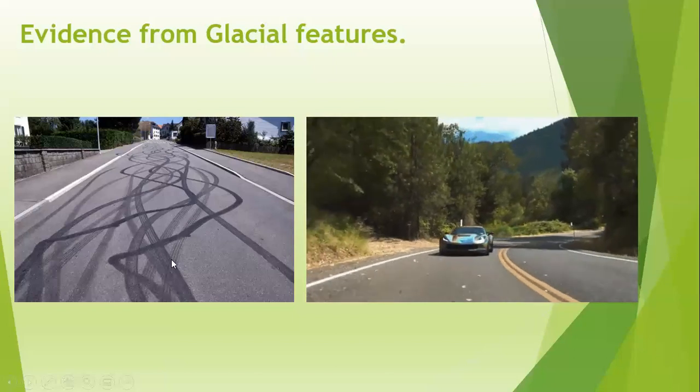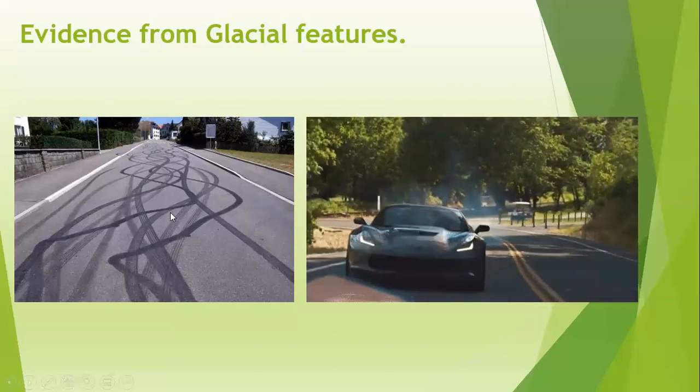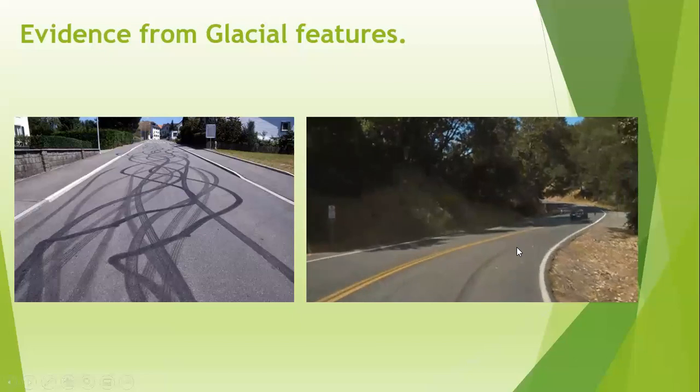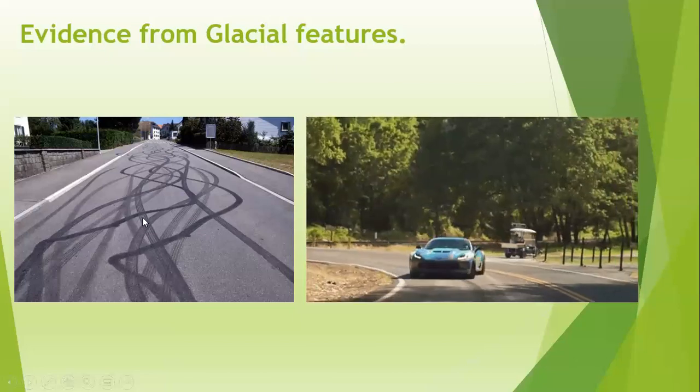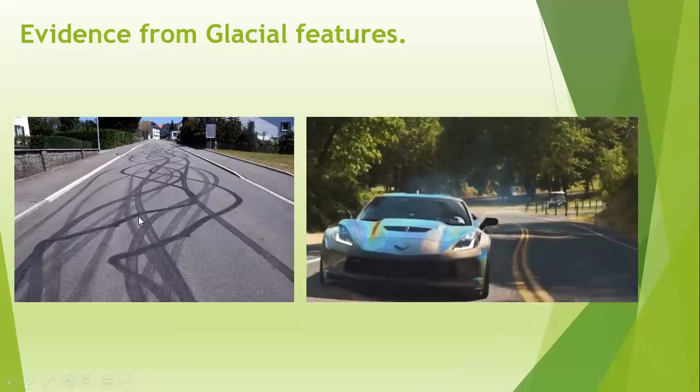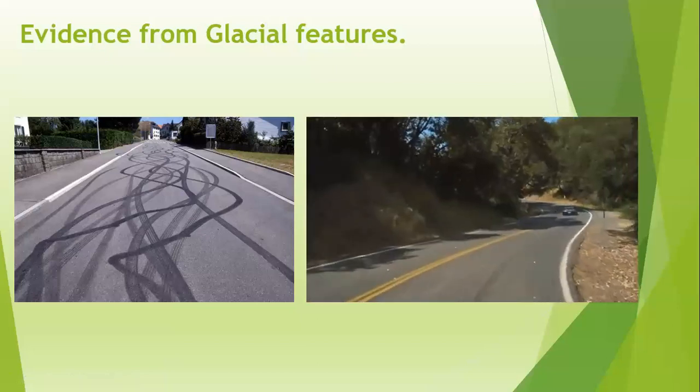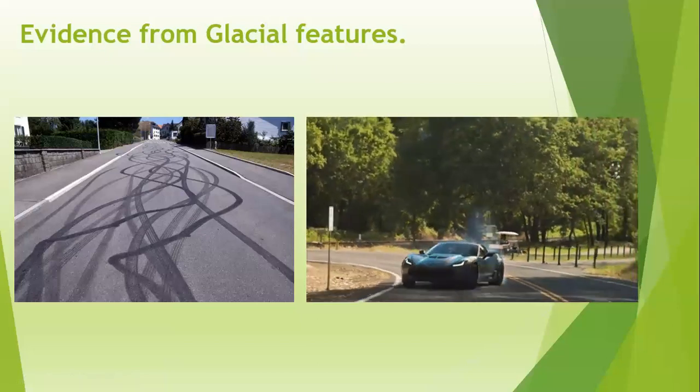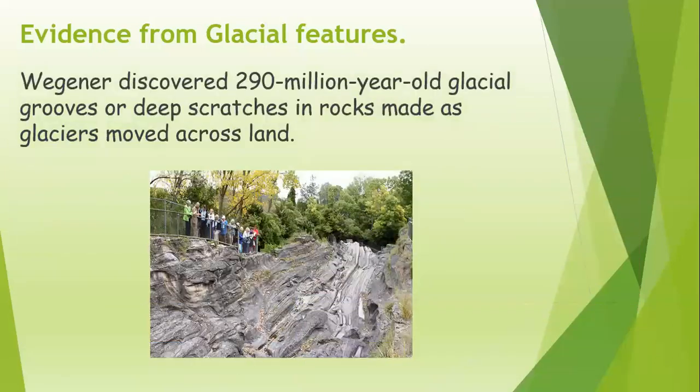Why are these marks left here on the road? Because this car is a solid and this road is also a solid. When it is moving on the road with a force, it is going to create some marks. Similarly, when glaciers are moving on the mountains or on the rocks, they create deep scratches. They create deep scratches in the rocks as the glaciers move.